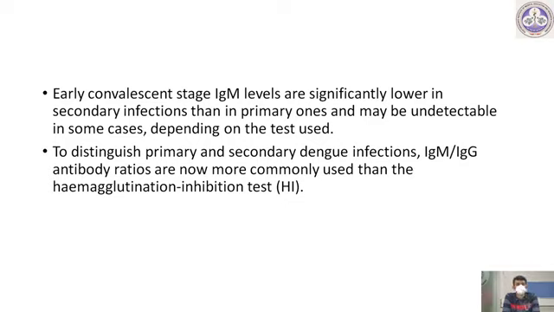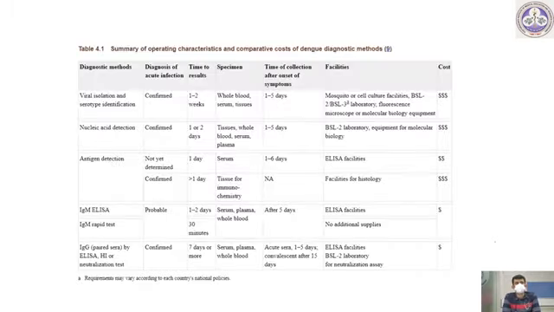To distinguish primary and secondary dengue infections, IgM by IgG antibody ratios are now more commonly used than the hemagglutinin inhibition test. So this is the summary of the operating characteristics and comparative cost of dengue diagnostic methods. We have viral isolation and serotype identification, which confirms the diagnosis of dengue and usually takes around 1 to 2 weeks from the onset of illness. Specimen is usually whole blood, serum, or tissues, and time of collection is 1 to 5 days only.